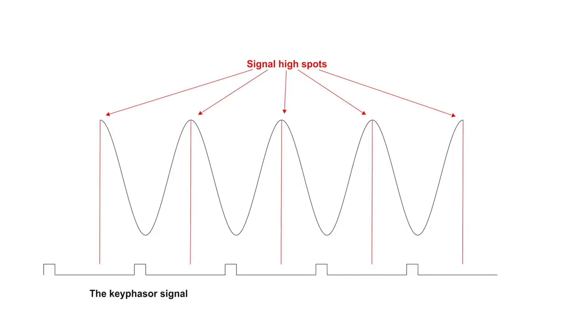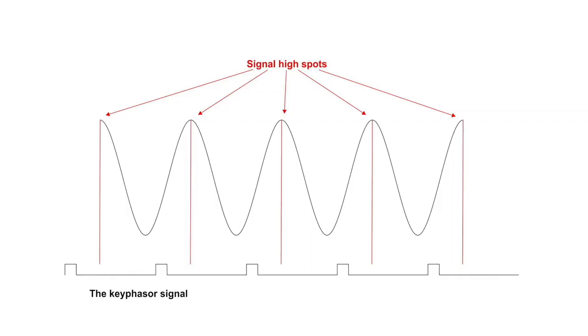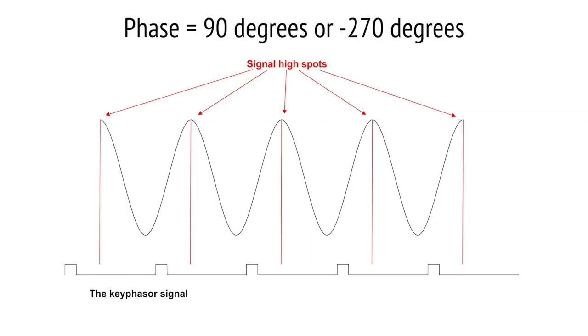When the high spot is delayed of half of time period of speed, then the phase is 180 degrees or minus 180 degrees. It is the same. When the high spot is delayed of a quarter of time period of speed, then the phase is 90 degrees or minus 270 degrees. It is the same. I hope that now you fully understand the phase logic.